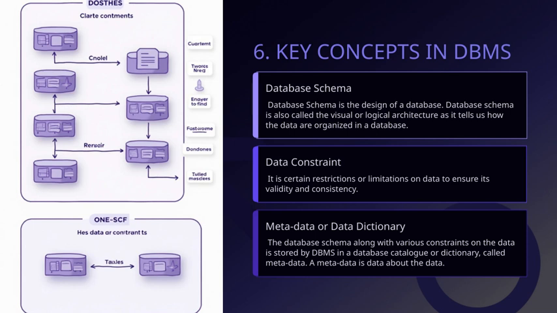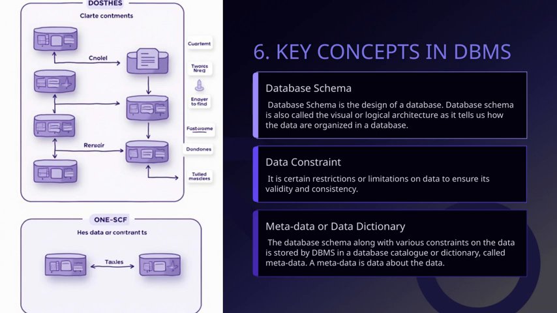Next, we have data constraints. These are rules or limitations imposed on the data to make sure everything stays valid and consistent. For example, constraints can prevent invalid entries or ensure that certain fields always have data. They help maintain the integrity of the database, which is vital for reliable data management.